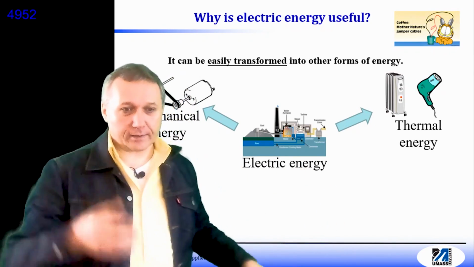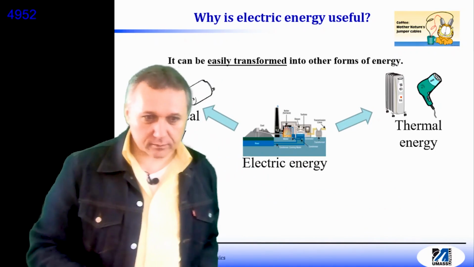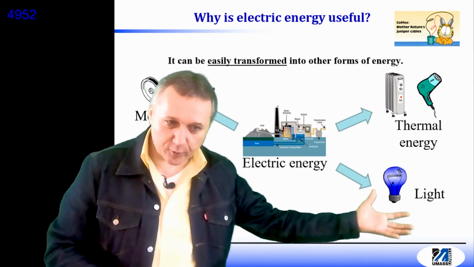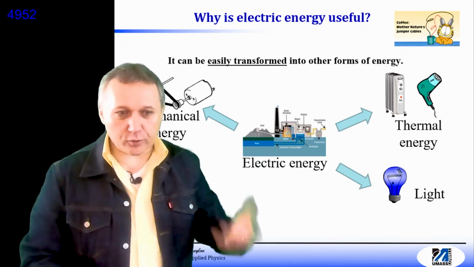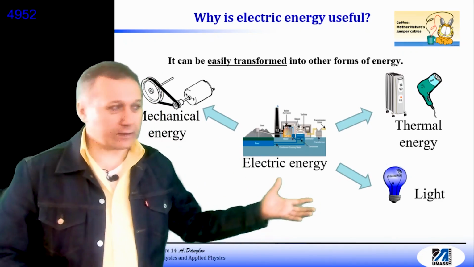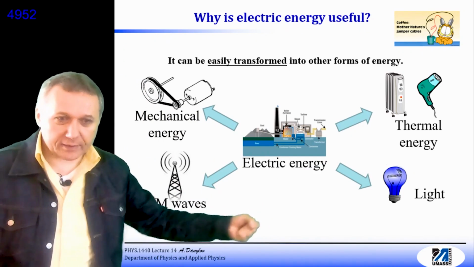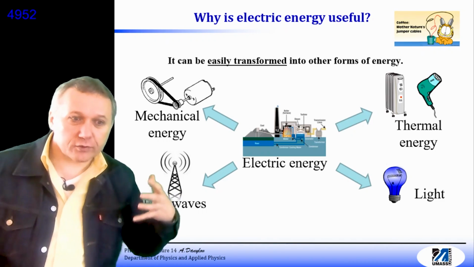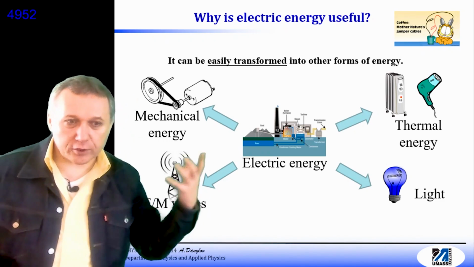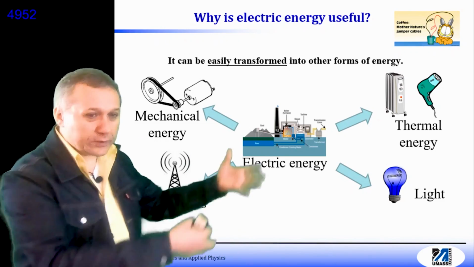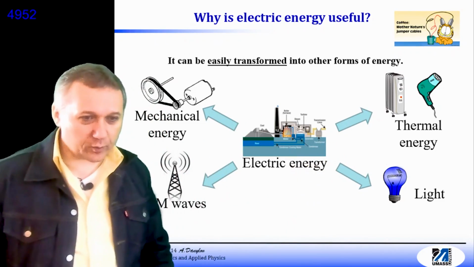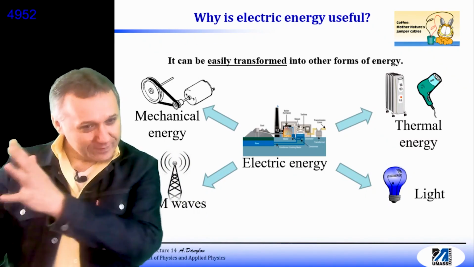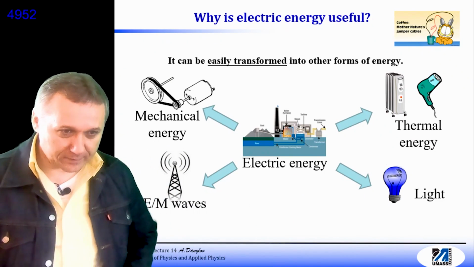Then let's say I want light. So I take a bulb, plug it into the outlet, and again, the bulb transforms the electric form of energy into light. Then let's say I want to generate electromagnetic waves, like with a router. Again, plug it in, and it will generate electromagnetic waves. So every time, we transform the electric form of energy into other forms of energy. Pretty much all these electrical devices which we have in our houses are basically transformers of the electric form of energy into something else.